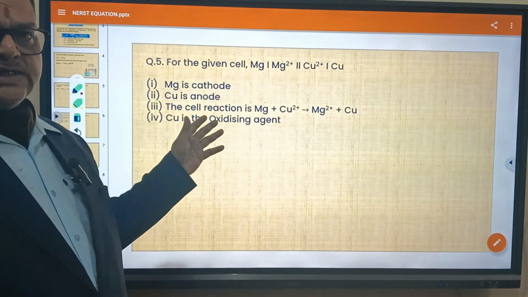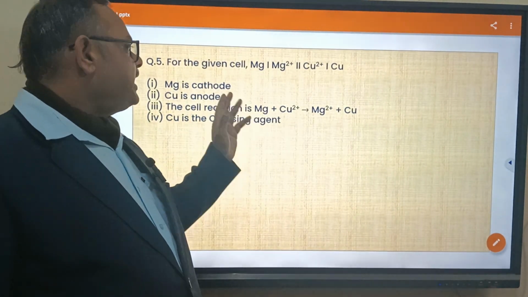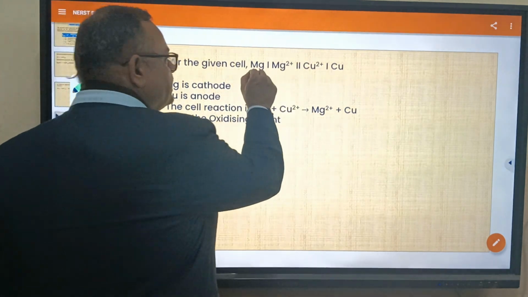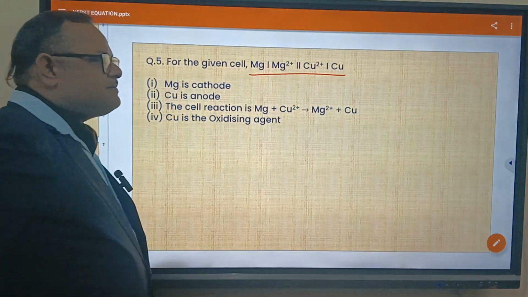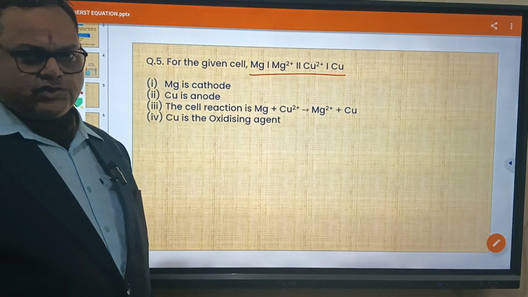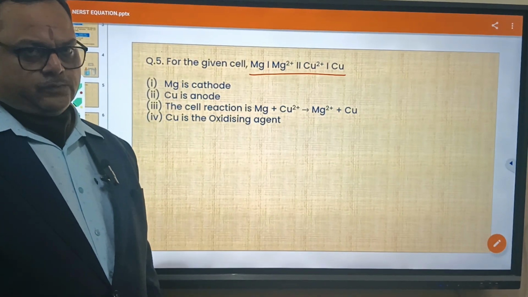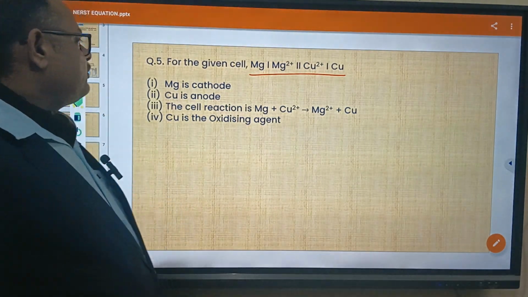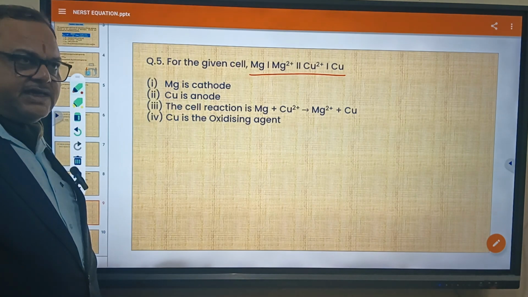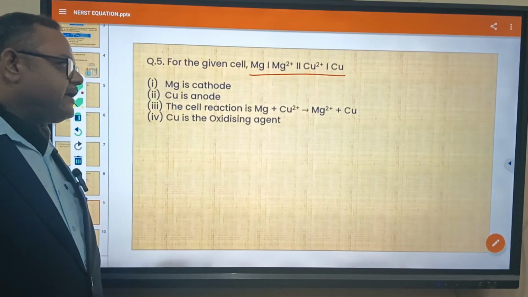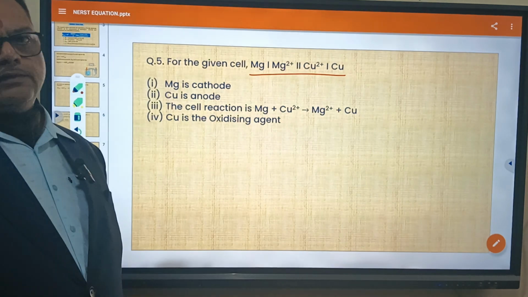We have another MCQ on the screen. Now we have a cell in which magnesium gets oxidized to Mg2+ and Cu2+ gets reduced to Cu. And we have to find which of the following is correct. Now first one says magnesium is cathode.